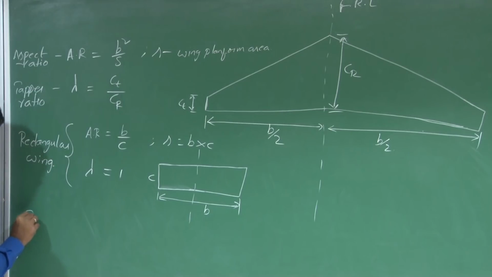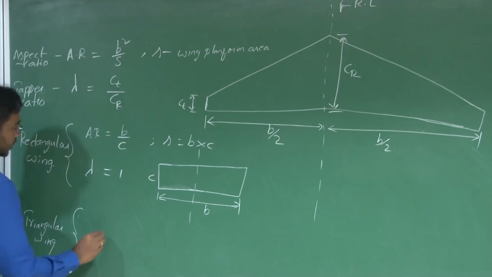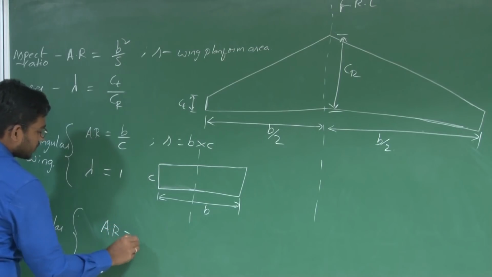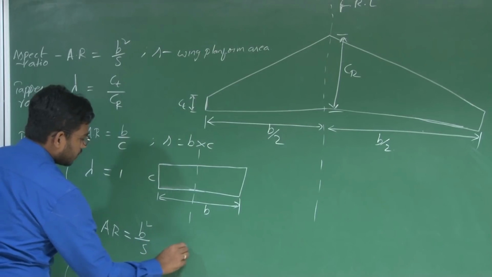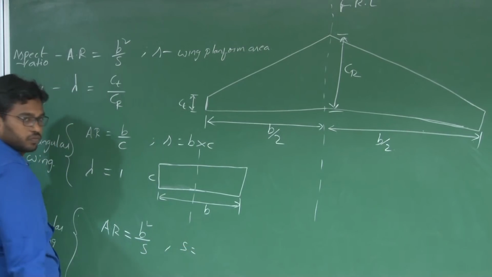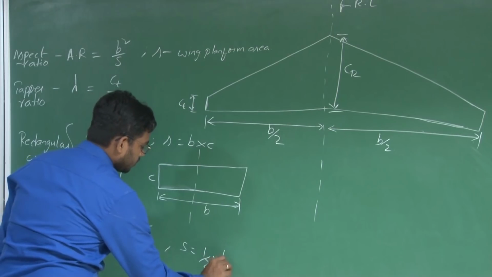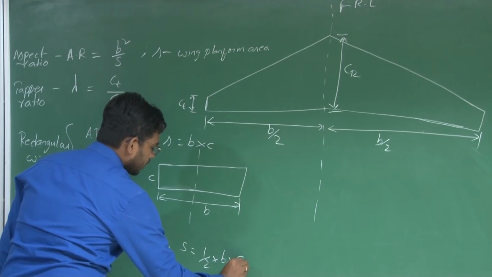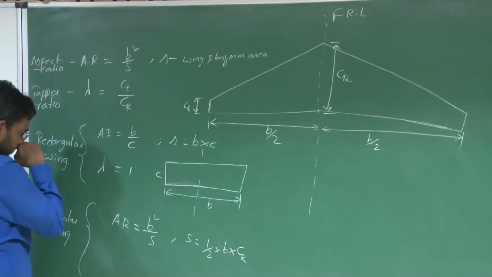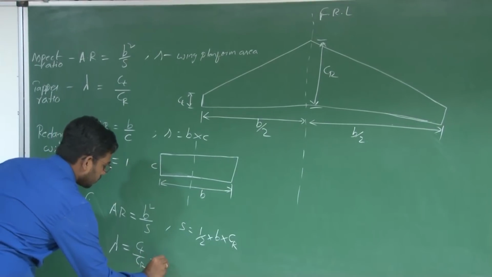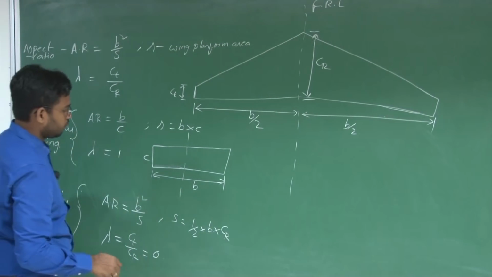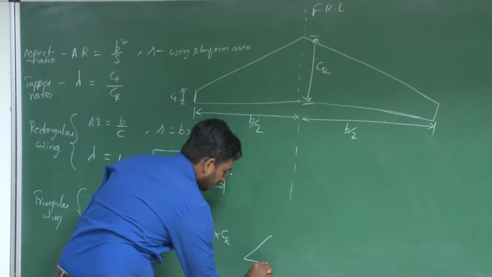And for a triangular wing, aspect ratio is equal to B square by S, and the area of a triangle is half into span into height, which is Cr, right? And the taper ratio lambda is Ct by Cr, which is 0 for a proper triangular wing.